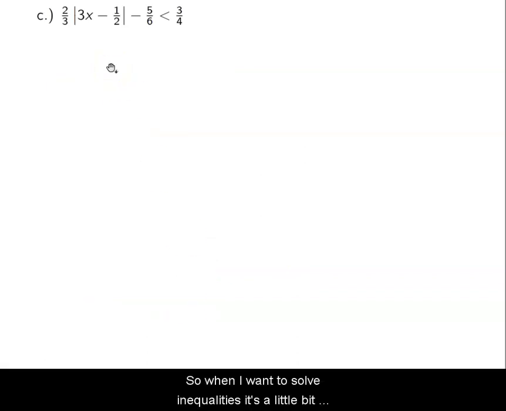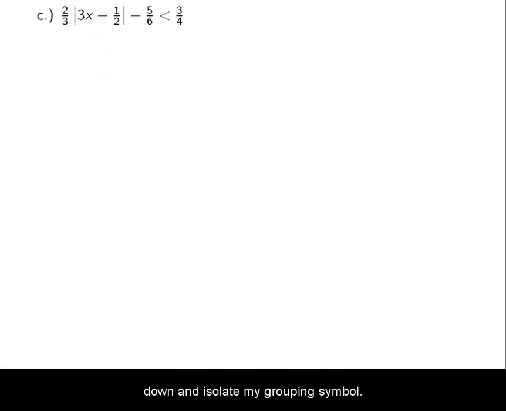Okay, so when I want to solve inequalities, it's a little bit different, because remember, anything in here is positive. So I have to break it down to two cases, when the thing in here is positive and when the thing in here is negative. So before I take care of the two cases, I'm going to simplify and solve for the absolute value symbol. I'm going to simplify down and isolate my grouping symbol.